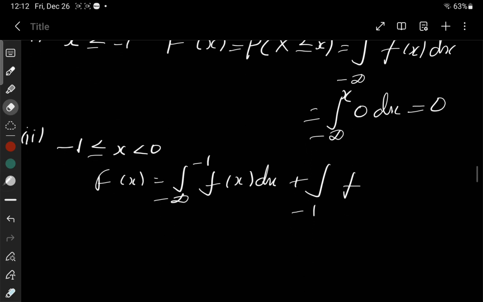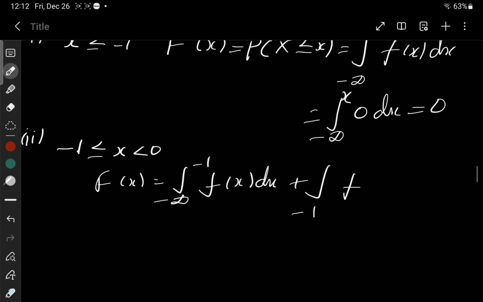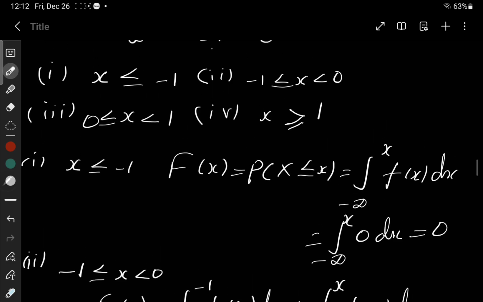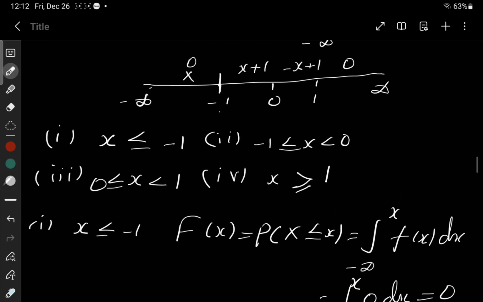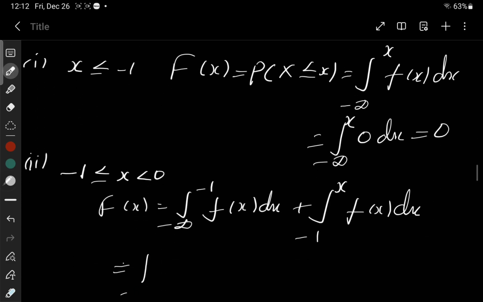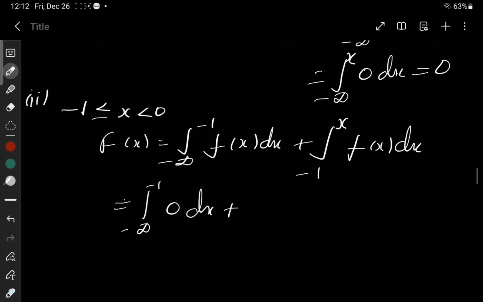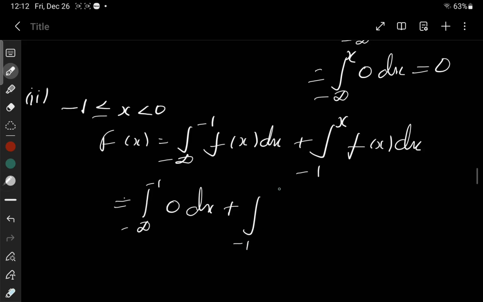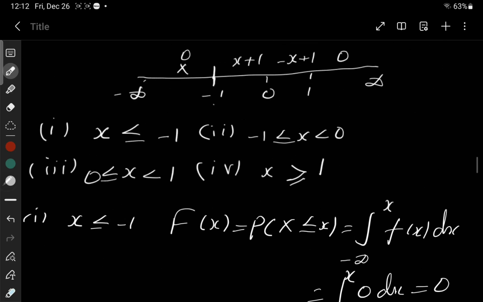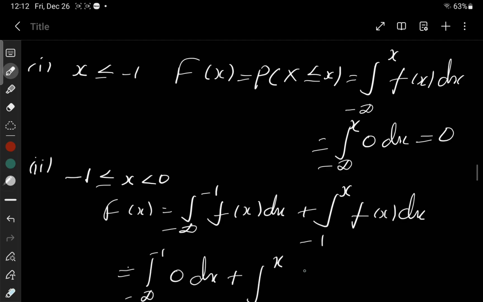Upper limit always x. x f of x dx. See here, as I said, from minus infinity to minus 1, there is no function here, it is 0. So minus infinity to minus 1, 0 dx, plus for minus 1 to x, f of x is defined as x plus 1. x plus 1 into dx.